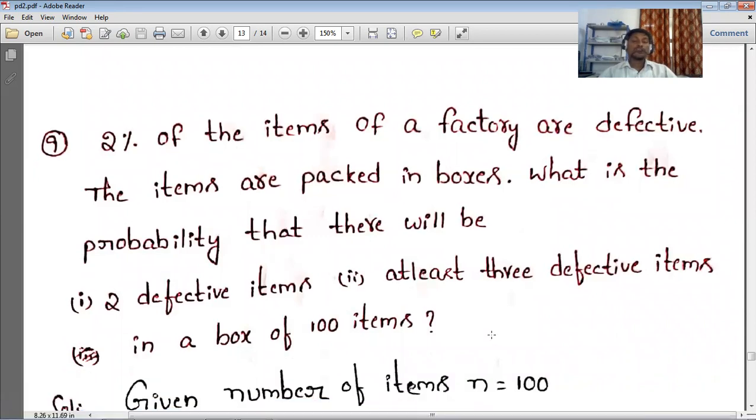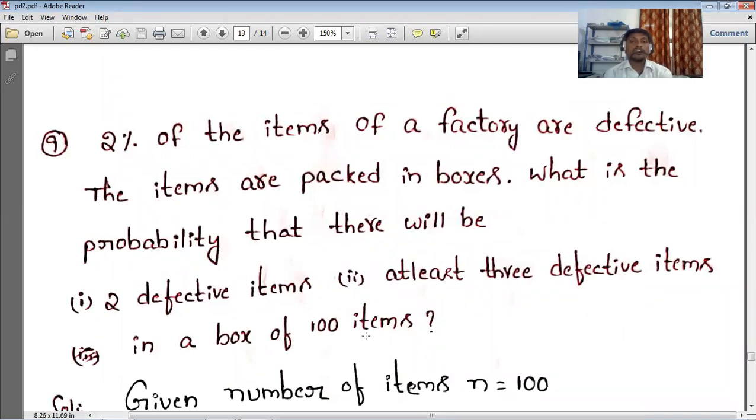Okay, next. 2% of the items of a factory are defective. The items are packed in boxes. What is the probability that there will be 2 defective items, and second one, at least 3 defective items in a box of 100 items?